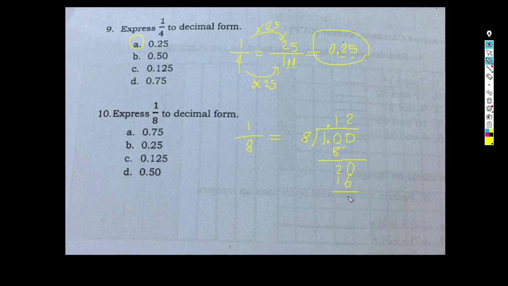Okay, and then put down the 4. And then put 0 again, and then 0 here. So that's 40. That is a 5. Okay, 5 times 8 is 40. So 40 minus 40 is 0. Therefore, the answer is 0.125, letter C. Okay, good. Let's go to the next page.